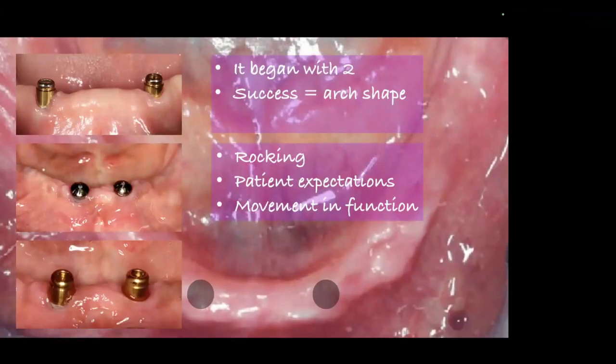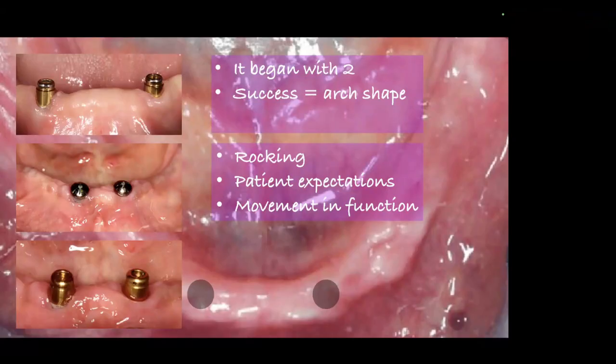So, let's go over this in a little more detail. If you look at this slide here, where I wrote it began with 2, because I'm referring to the McGill consensus, right? Part of this is also to look at the arch shape. If you have a patient who has a very wide, broad arch, and they only have 2 implants in the canine position, that's a giant cantilever. And the fulcrum line is way forward. So that's somebody who's going to have rocking. Whereas if you have a U-shaped arch or a V-shaped arch, you're probably going to see a little less rocking there.